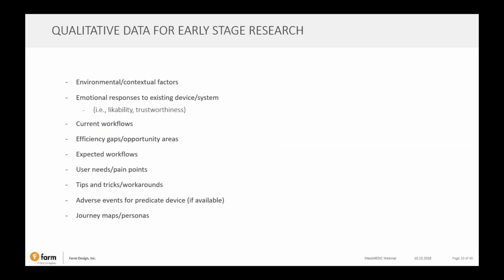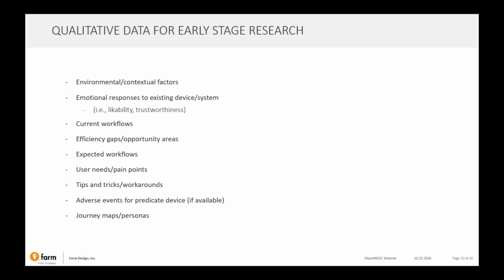So, some of the qualitative data in early research that you might find, let's say we're doing ethnography or contextual inquiry, you'll find a lot of environmental or contextual factors. So what are the influences of the space or the use environment on the system that you're looking to design or redesign? Other qualitative data might involve something more subjective, emotional responses to an existing device or system, how likable something is, how trustworthy it is. So really user perceptions here.